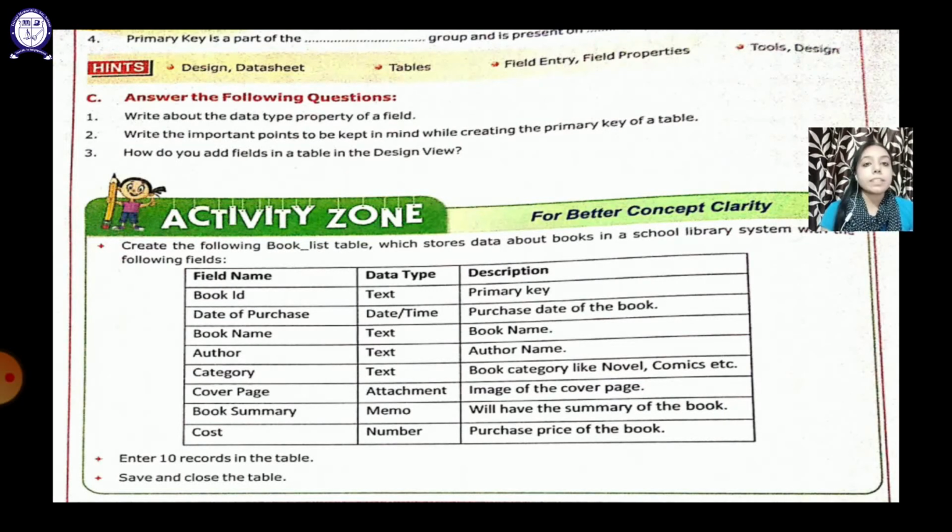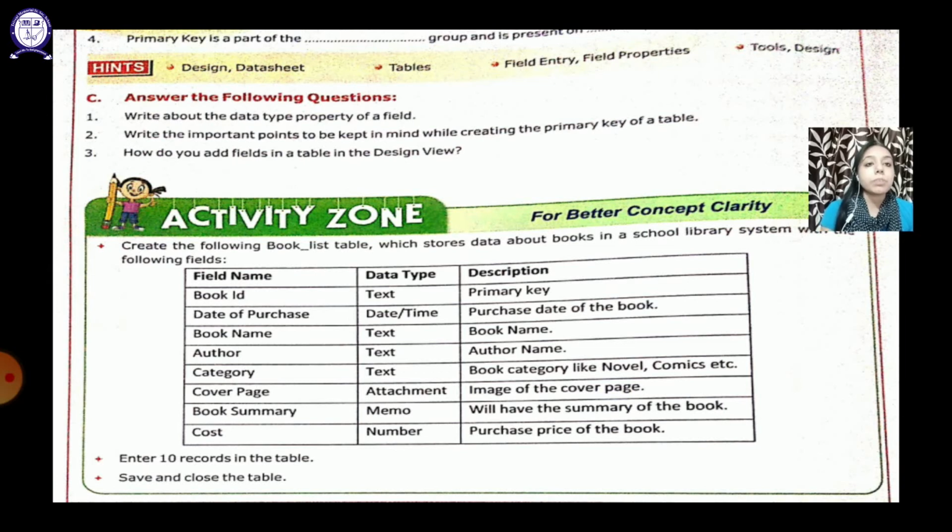The activity part says create the following book list table. The name of the table is book list, which stores the data about books in a school library, and create the following fields. Now here we have been given 3 columns, that is the field name, data type and the description. Field names are from book ID to post. Data type can be text, date or time, attachment, memo, anything. Description means it is to be set as a primary key, or what is the purchase date of the book, just information about the name of the field.